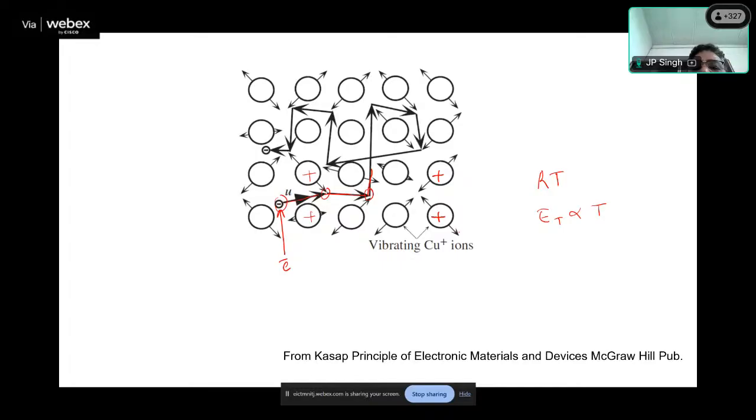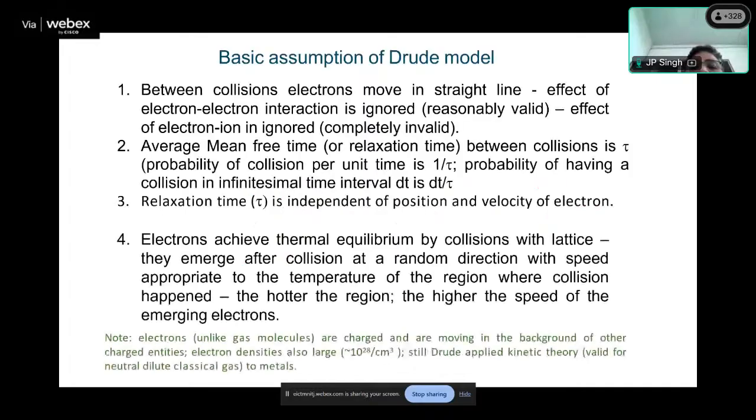So between any scattering events, the path is like a straight line. It is moving in a straight line. When I say it is moving in a straight line, it means any kind of interaction is ignored. Straight line means it's not deflecting.